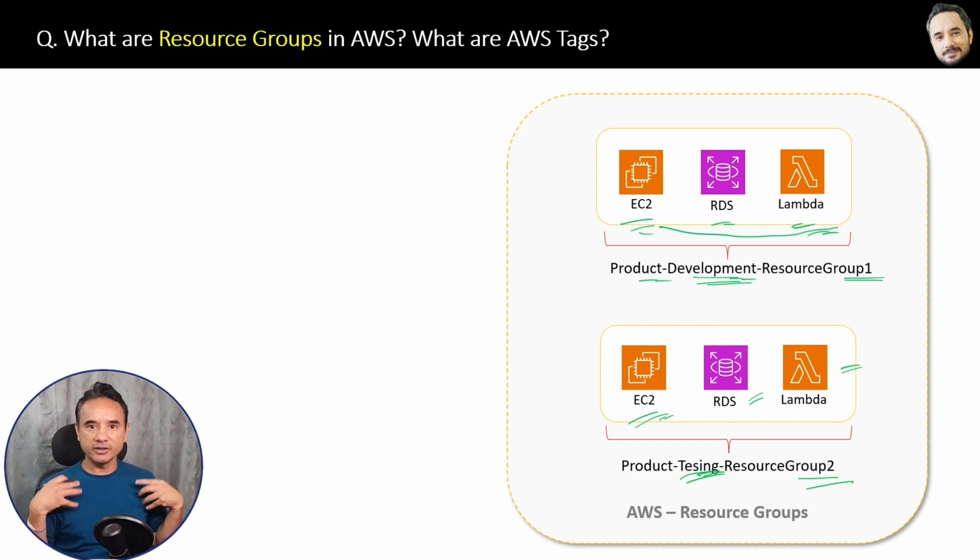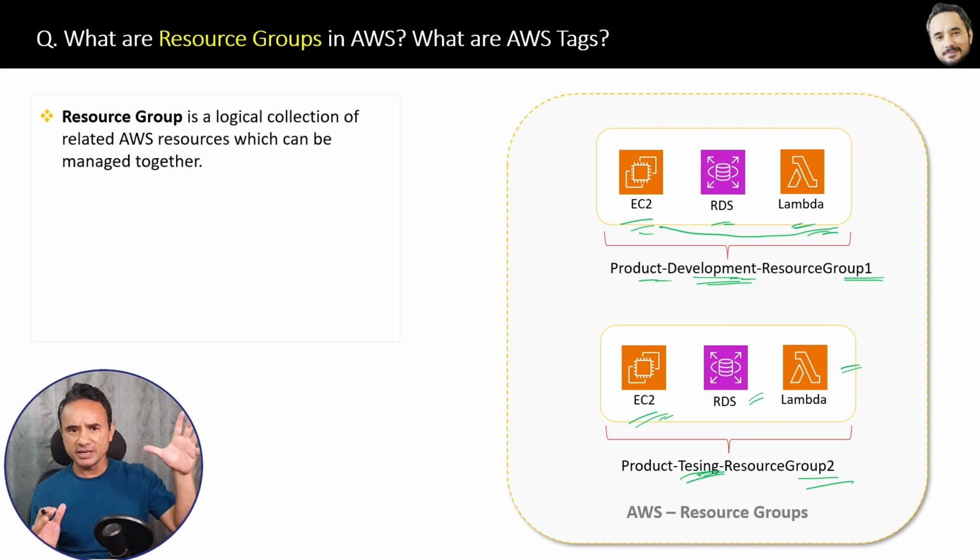Now, like me, if you are from a development background, then here is a nice way to relate it. Think AWS service as a class, AWS resource as an object of that class, and resource group as the collection of objects like lists. Okay. In short, we use resource group to organize, manage, and control resources in a cleaner way. That is the best answer of this question.